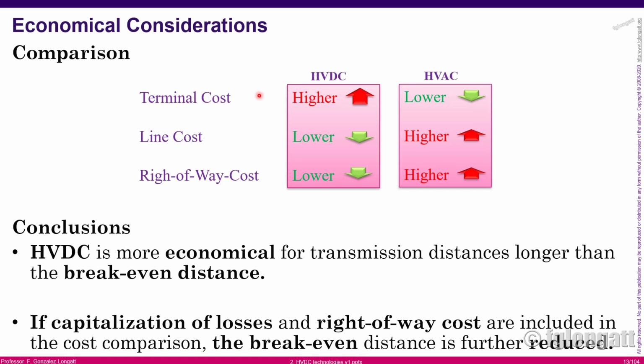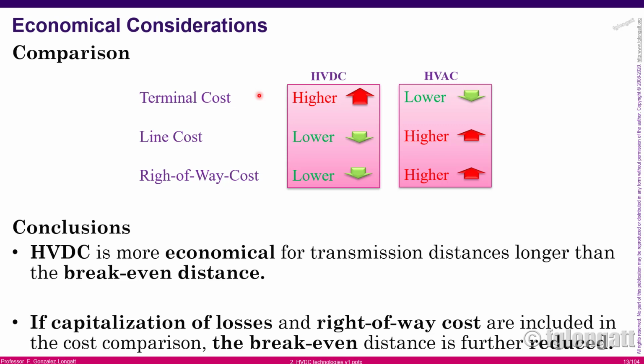But in an HVDC system, the story is a bit more complex. You go from the transformer, then you need some filters, you need the converters, you need some more filters, and then you go to the transmission line. For that reason, the terminal cost, I mean the cost related with the installation at the substation, is still high on the HVDC.